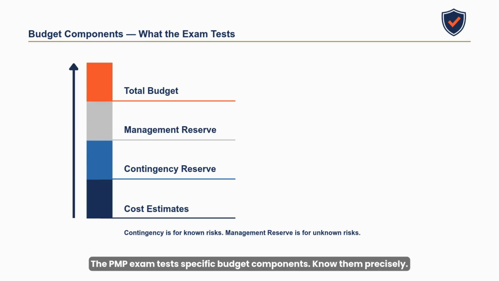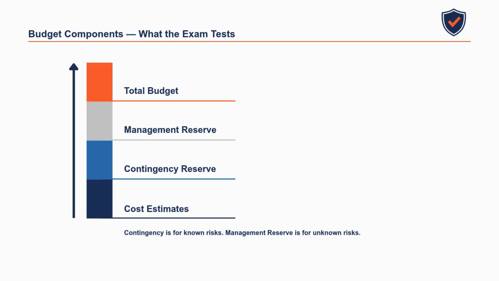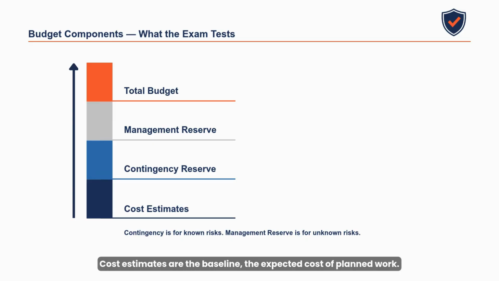The PMP exam tests specific budget components. Know them precisely. Cost estimates are the baseline, the expected cost of planned work. Above that sits contingency reserve, additional budget set aside for identified risks that may materialize. Contingency reserve is within the project manager's authority to use when planned risks occur.